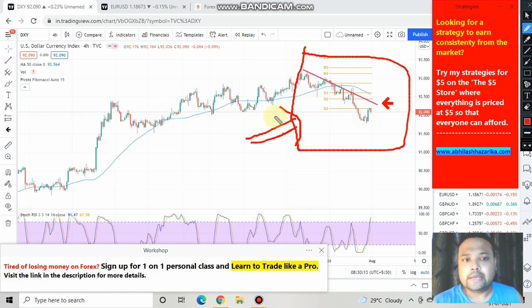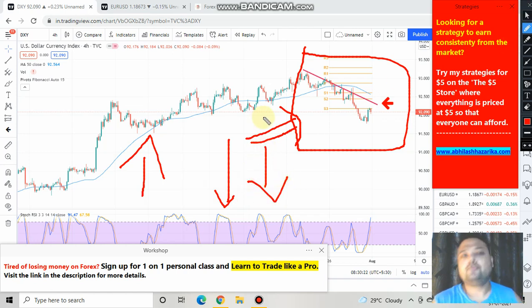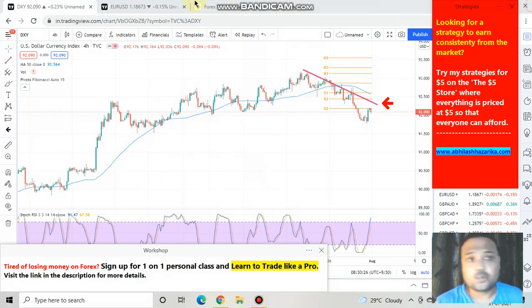As we all know, it has a direct impact on the forex market, because if the US dollar starts going up, then currencies like the euro and pound start going down. Therefore, you should also keep your eyes on the DXY, or US dollar, as well.